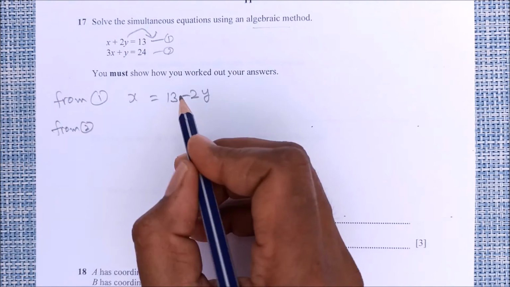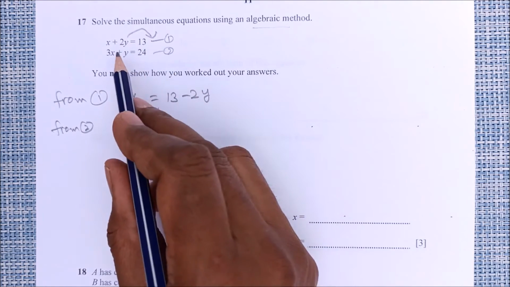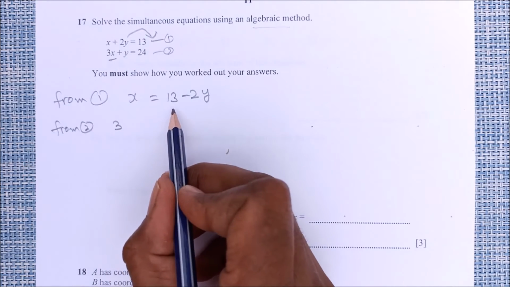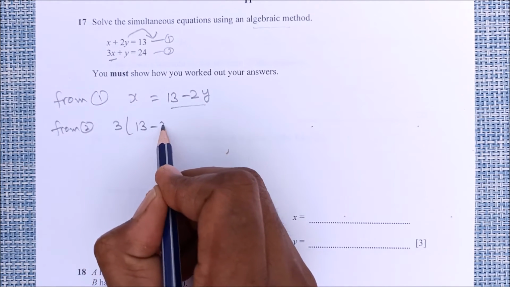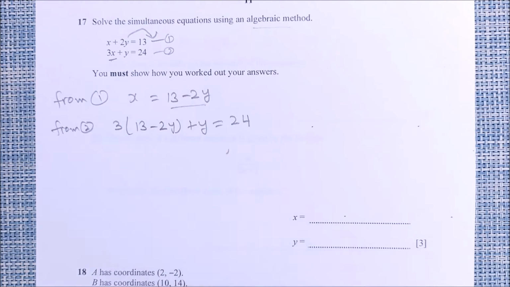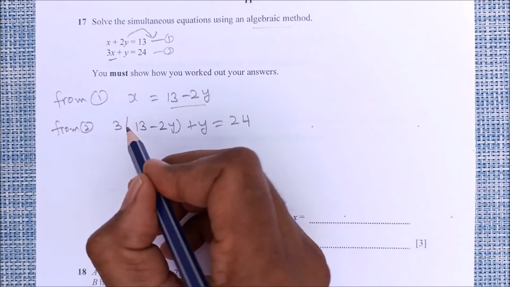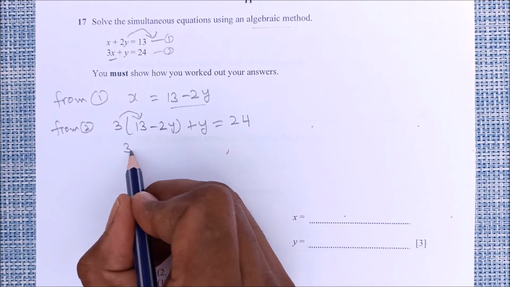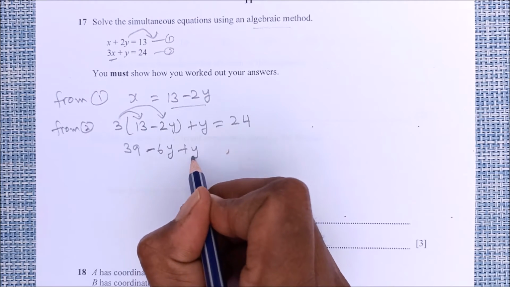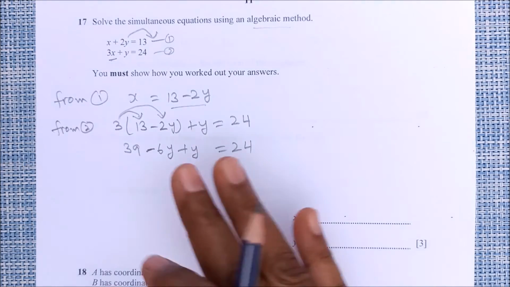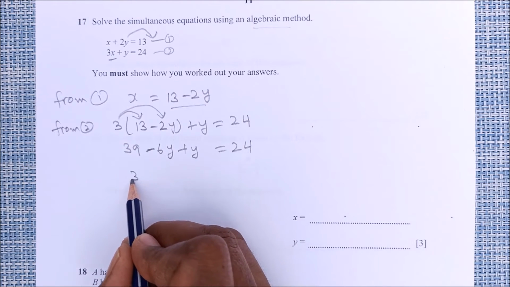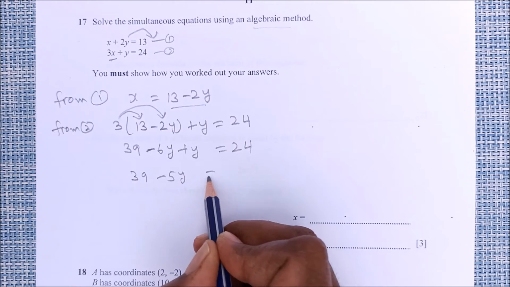Then we take the second equation. From equation 2, we are just substituting this value in equation 2. So equation 2 is 3x plus y equals 24, and we will replace this x by 13 minus 2y. Now just simplify this expression. 3 times 13 is 39. Then 3 times 2, 6y, plus y equals 24. 39 minus 5y equals 24.